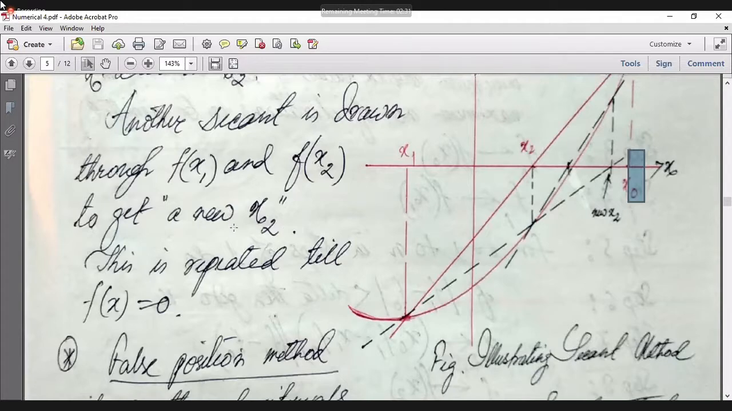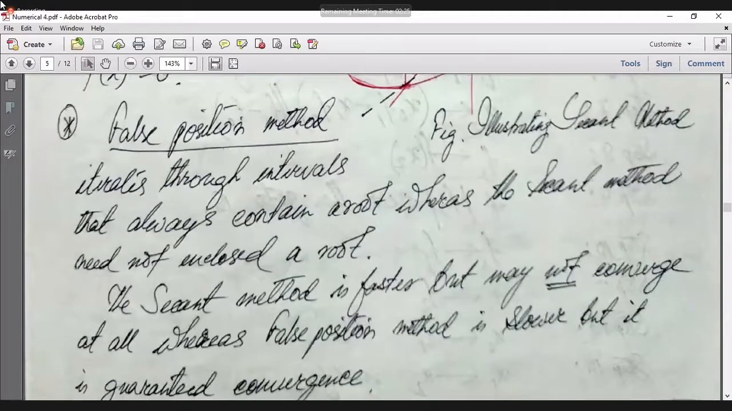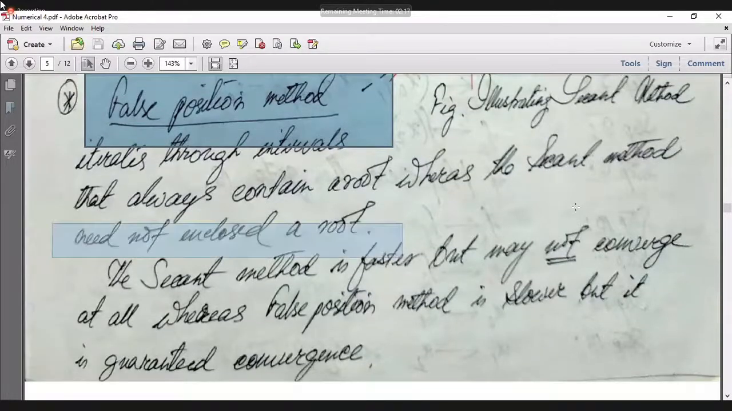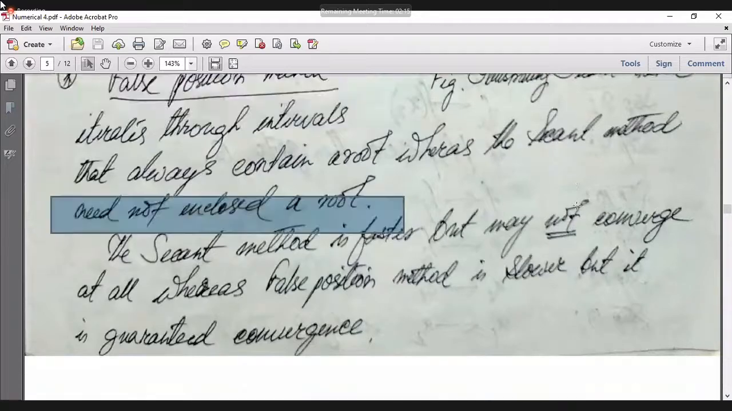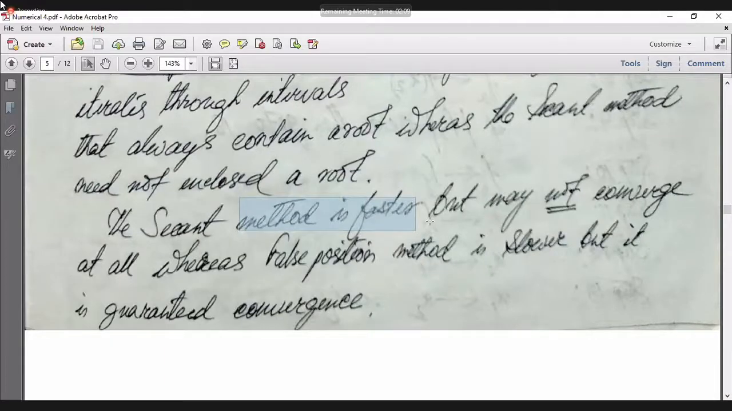So I mentioned some points here. What are the differences between these two methods? As I told you, in the false position method we should enclose the root, but in the second method, there is no need to enclose the root. This is a little difference here. And another important point is that the second method is faster. Okay, faster. How to check it?